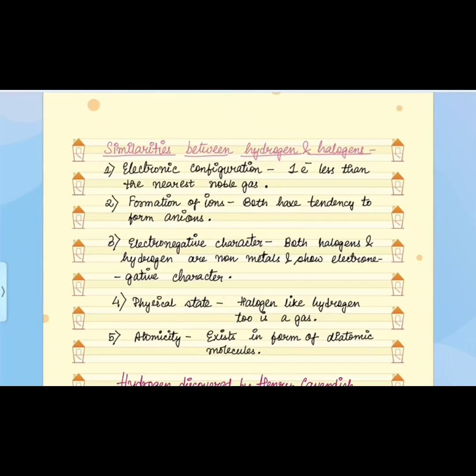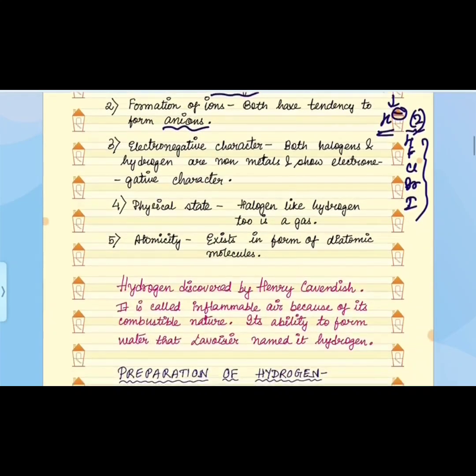In this way, if we go and check with the halogens, there also they are one electron less than the nearest noble gas. Hydrogen can accept one electron and form H minus, which is a stable electronic configuration, that is 2 in the first shell. The other elements in that group can also form stable ions like Cl minus, F minus, Br minus, I minus. Halogens are fluorine, chlorine, bromine, iodine, and above that, hydrogen is present. So these also have a similar property. They also want to accept one more electron and form an anion. So the formation of anions is also the same.